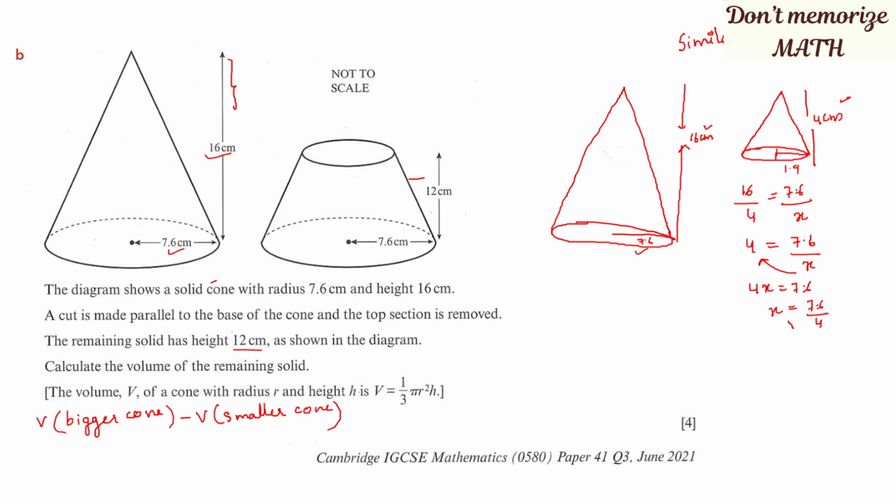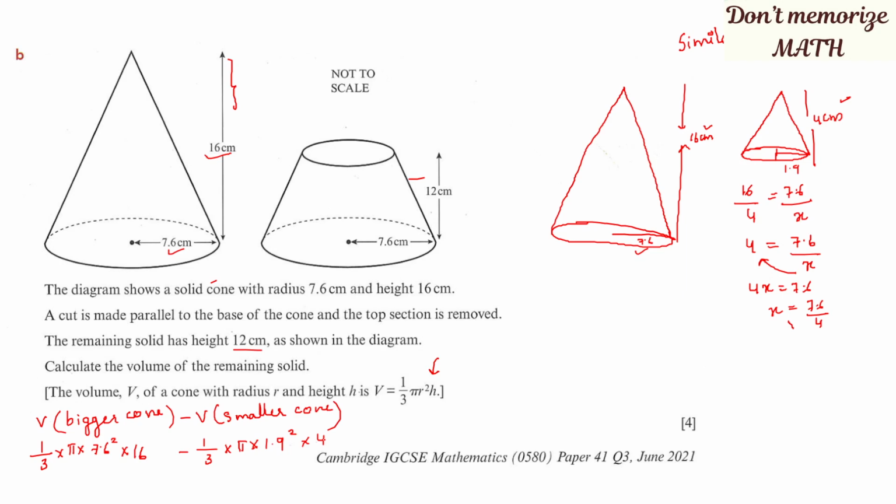What is the volume equation of the cone? 1 over 3 pi r square h. So 1 over 3, pi directly, radius is 7.6 for the bigger cone, pi r square, height is 16. Then minus 1 over 3 times pi times radius 1.9 square times 4. I'm not explaining similarity again, as we already explained it in the previous questions. Just revise them and understand the meaning of similarity.